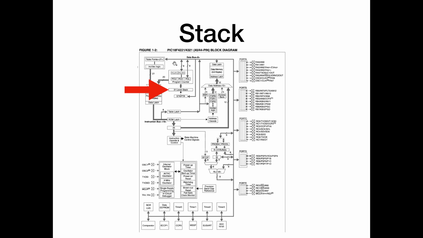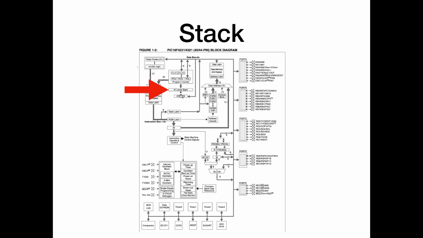Let me just do a very quick reminder about what the stack is. The microcontroller we're dealing with, which is the 4321, does have something we call a hardware stack. This hardware stack is here. If you look at this diagram, we have a 31 level stack, and we have a stack pointer. We talked about it at the beginning of the course, but I'll repeat it for convenience because it's very relevant now. So we have 31 locations in the stack.